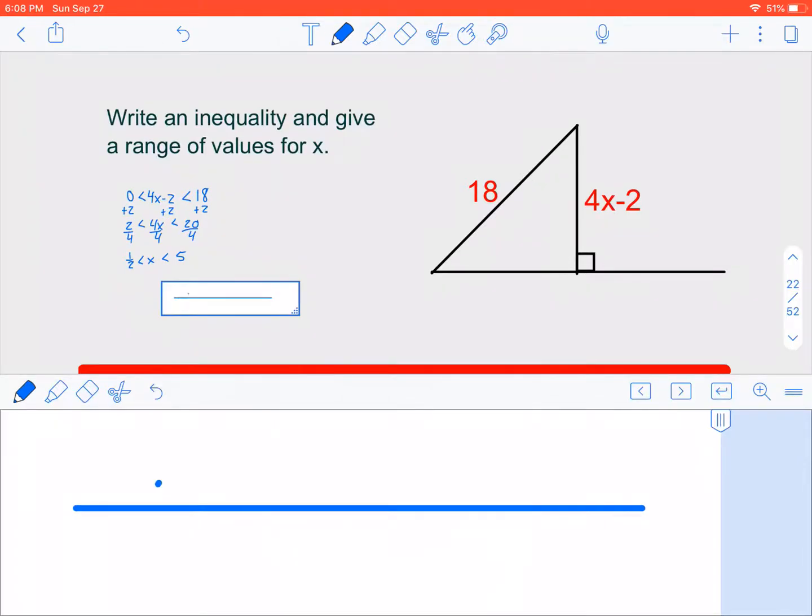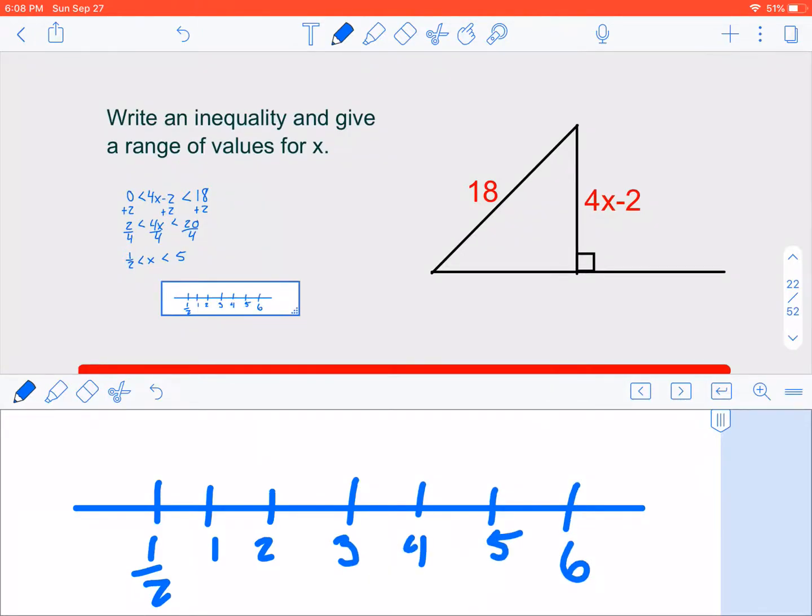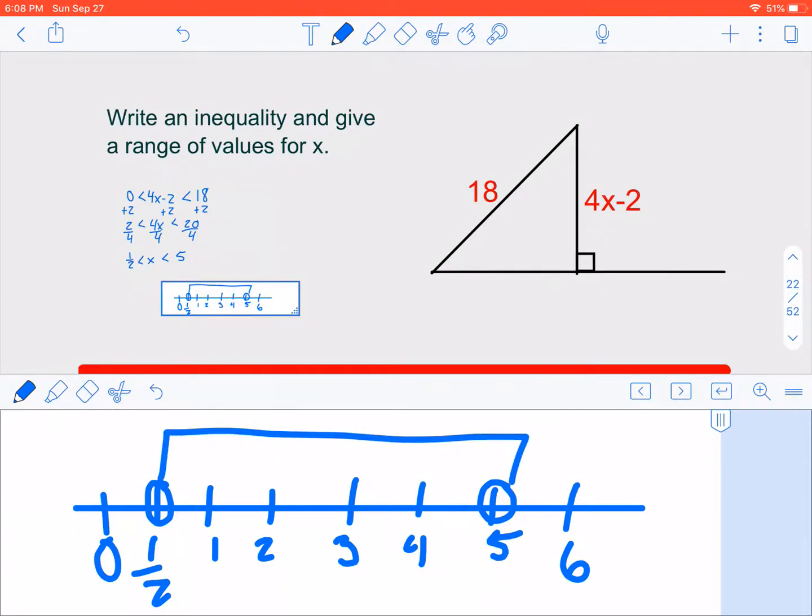I would have 1/2 here. So here's 1, 2, 3, 4. Now it has to be greater than, so it's an open circle. It has to be less than, so it would look like this.